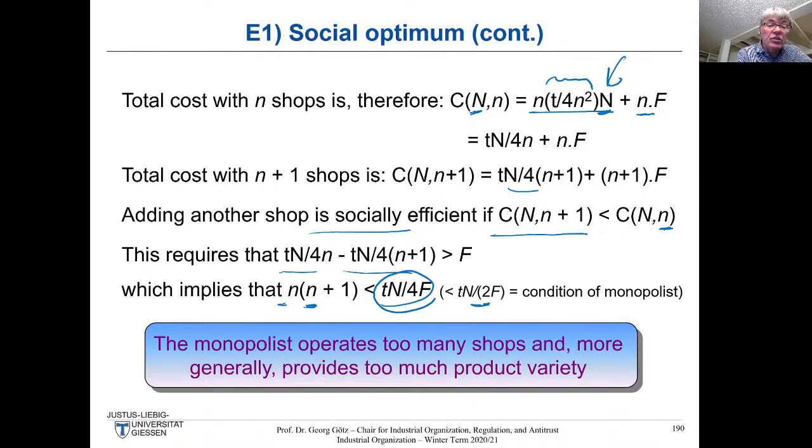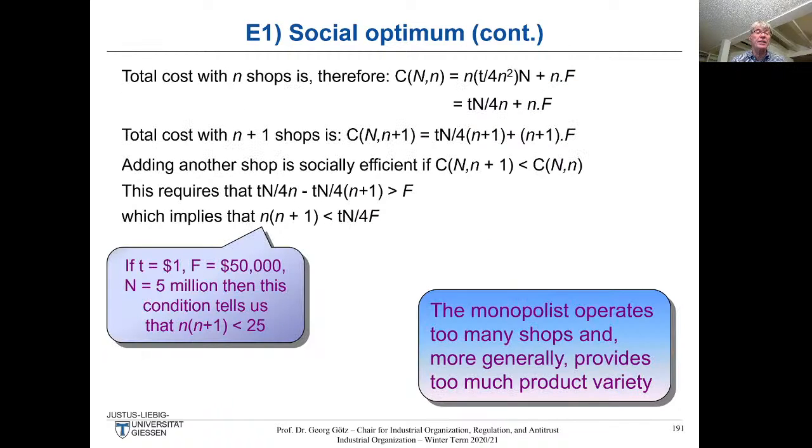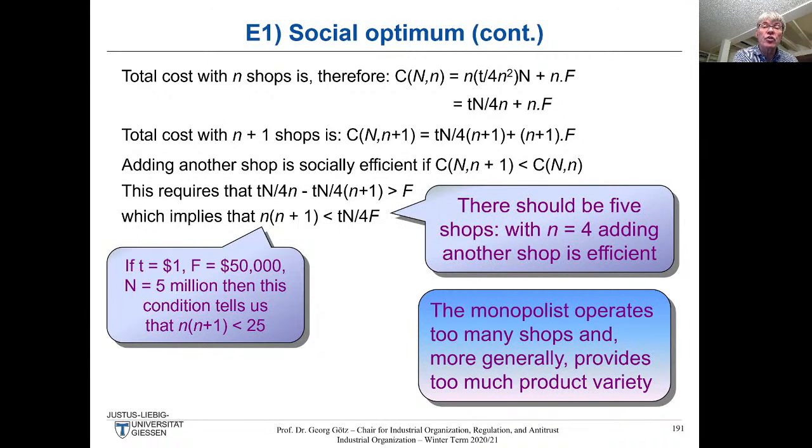And therefore we get this result: the monopolist operates too many shops, and more generally provides too much product variety, too much shampoo, too many different varieties of shampoos. On the next slide, it's just for our example, where we would see that the social planner would only operate n equal 4 satisfies this condition, and it's optimal to add another shop. It would only operate 5 shops rather than the 7 we saw from the monopolist. So the monopolist operates too many shops here.